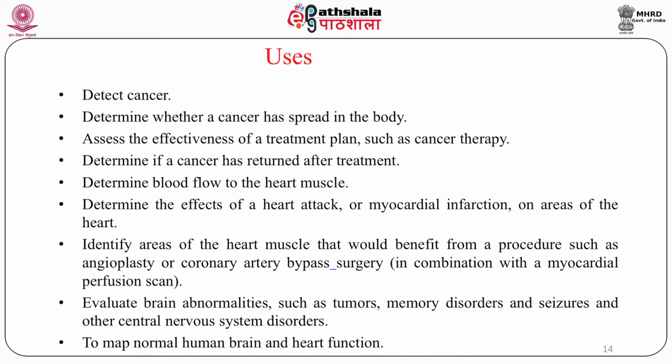Evaluate brain abnormalities such as tumor, memory disorders, seizures and other central nervous system disorders. As I have shown you in the previous slide, it clearly shows that if a person is seeing words, or is in tension, or in hearing mode, particular types of brain areas get activated. In this way you can find out whether a patient is suffering from seizure or any kind of brain abnormality, because you are able to diagnose at the cellular level, to map normal human brain and heart functions.